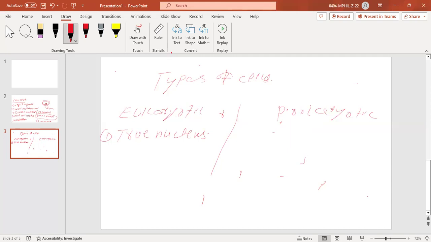While in the case of prokaryotes, there is no true nucleus. That's the main difference.